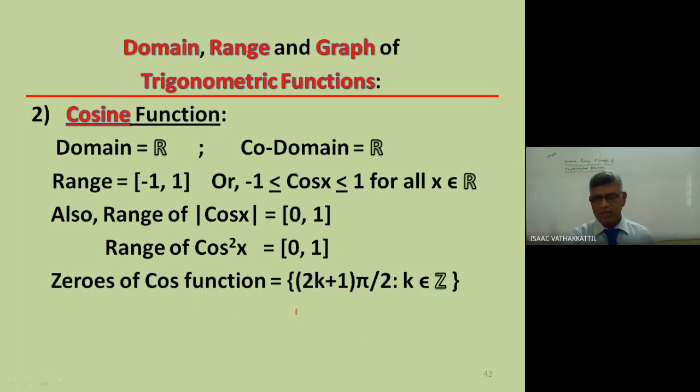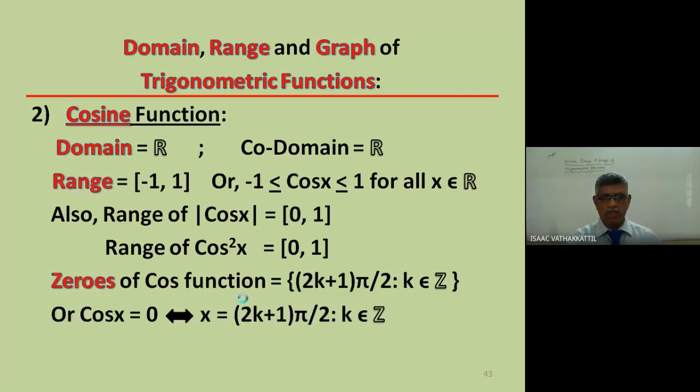Zeros of cos function, you know cos x is 0 when x equals odd multiples of pi by 2. That is cos pi by 2 is 0, cos 3 pi by 2 is 0, cos 5 pi by 2 is 0, even cos minus pi by 2 is 0. So we take care of these zeros of cos function: (2k plus 1) pi by 2, k belongs to Z. That is cos x equals 0 if and only if x equals (2k plus 1) pi by 2, odd multiples of pi by 2, k belongs to Z.